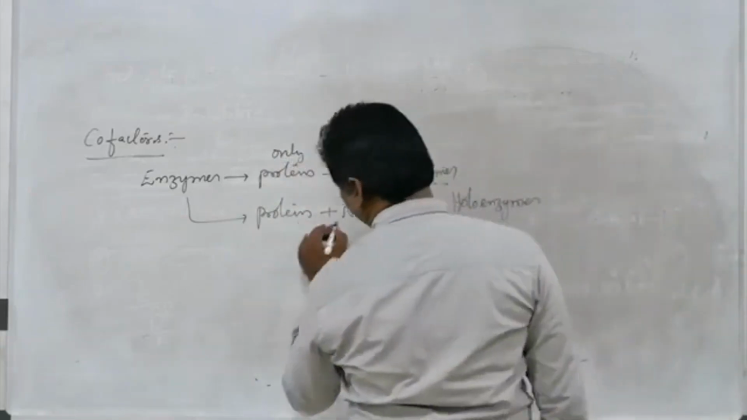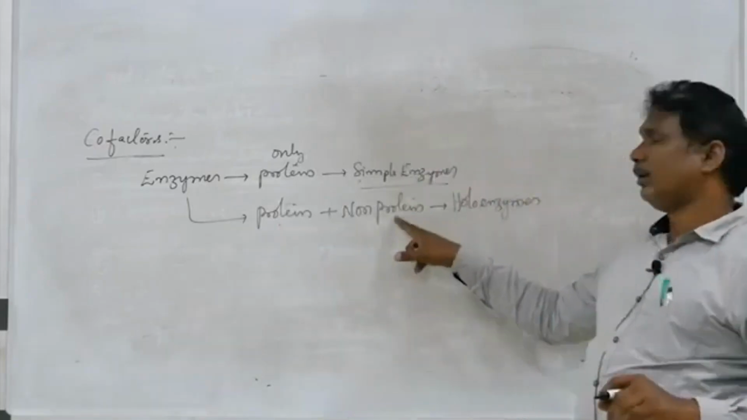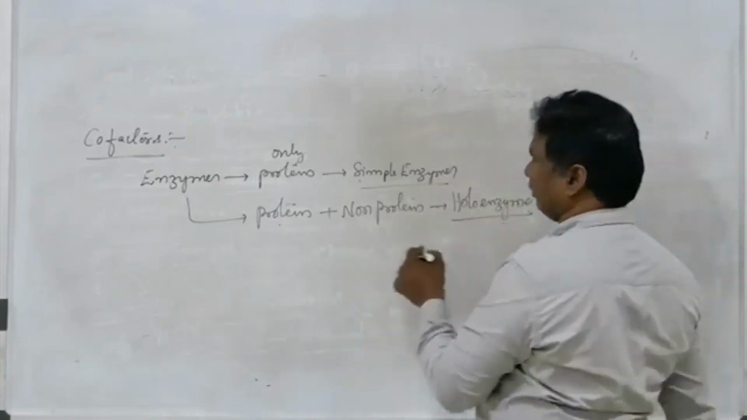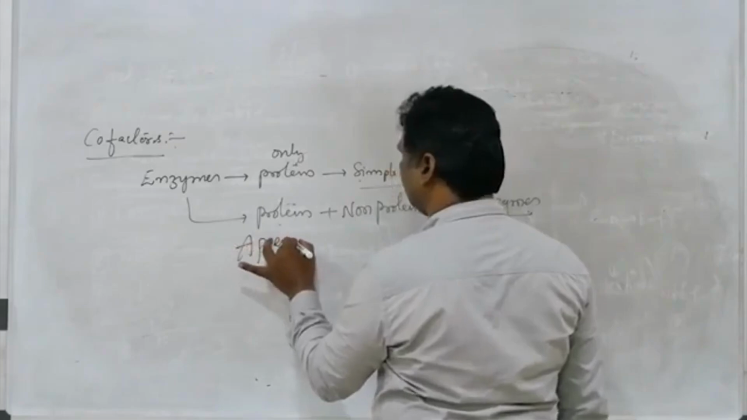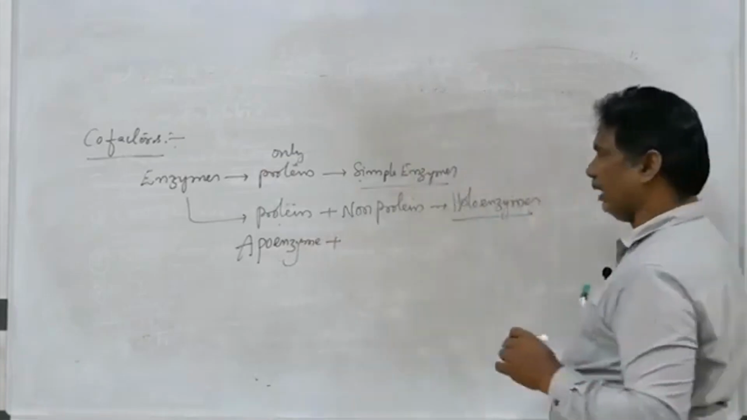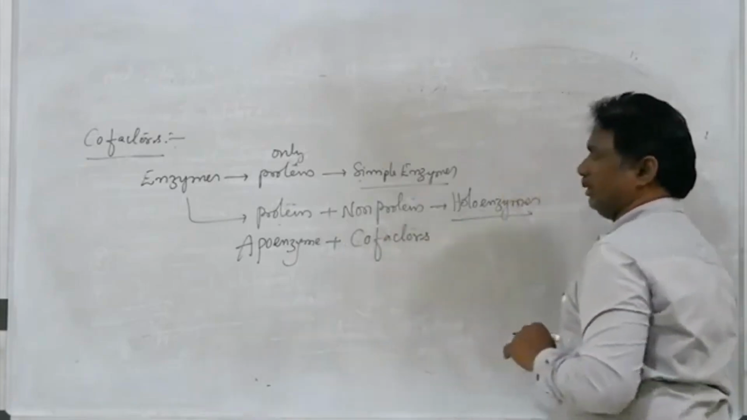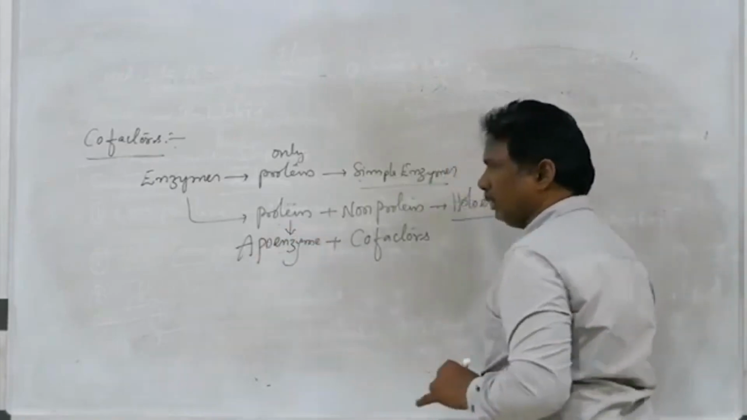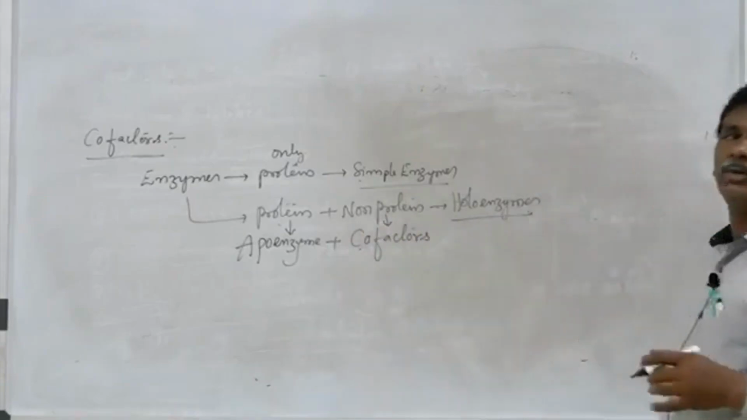But sometimes, or most of the time, the enzyme having a proteinous part and a non-proteinous part is called a holoenzyme. In that holoenzyme, the proteinous part is called apoenzyme. The non-proteinous part of the holoenzyme is called cofactors.